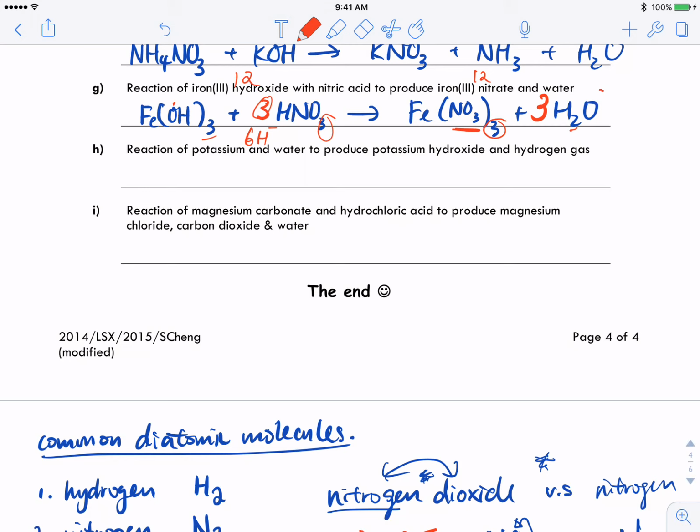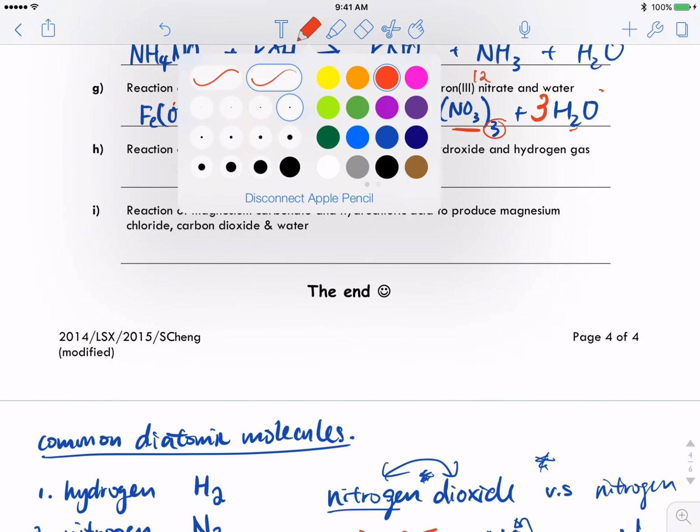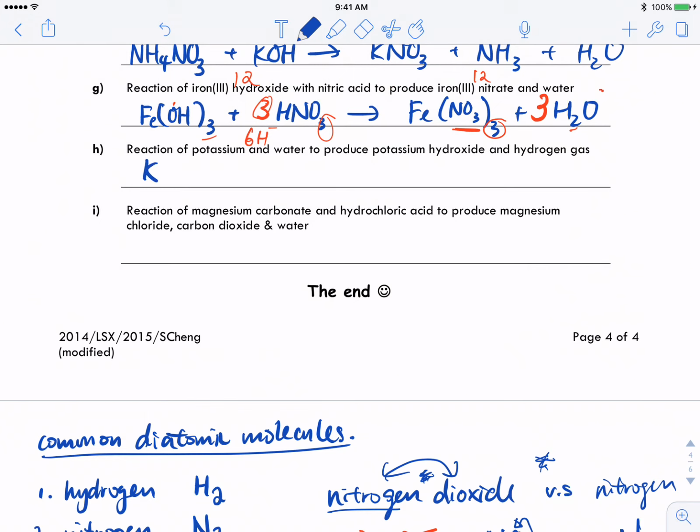Reaction of potassium and water to produce potassium hydroxide and hydrogen gas. So you need to know that hydrogen exists as H2. Potassium is a metal, so it exists as just its symbol; just write the formula of that particular symbol and that will do. Very simple. Let's look at the equation.